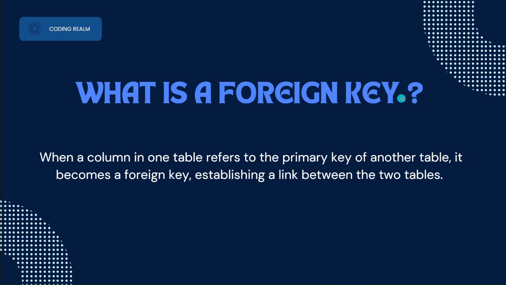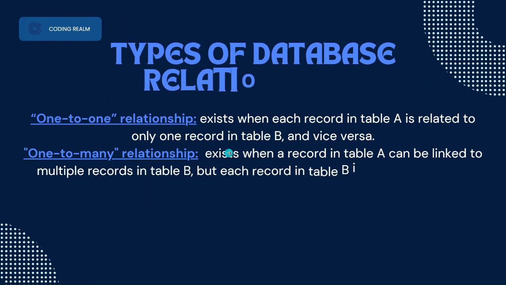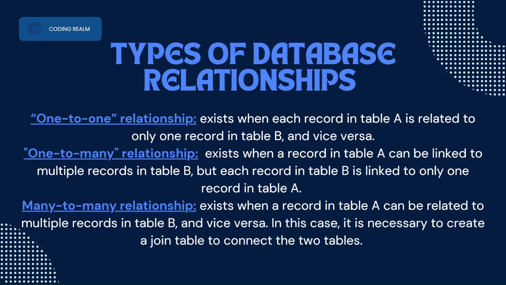Now let's talk about the types of database relationships. We have three types: one-to-one relationship, one-to-many relationship, and many-to-many relationship. Let's see the difference between these three types, and let's start with the one-to-one.